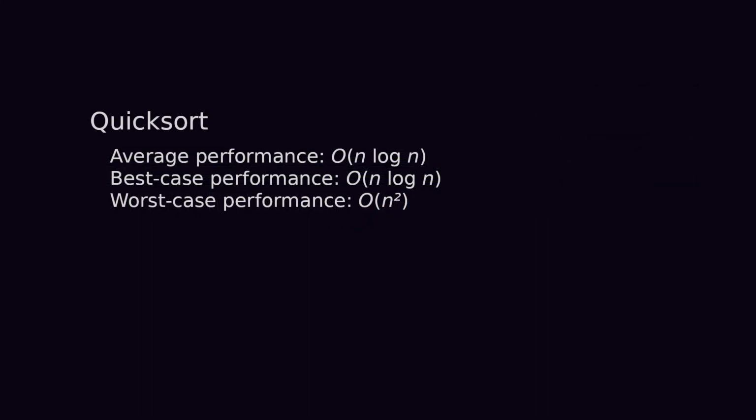The performance of Quicksort depends on how well the partitioning turns out. If one of the partitions always has a single element, then we get n squared performance. On average and best case, we'll get n log n performance.